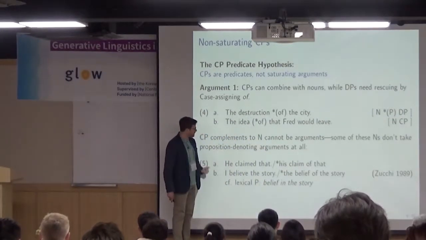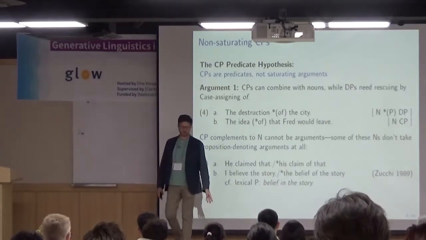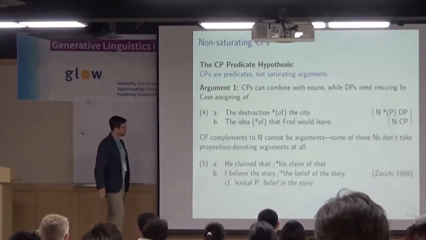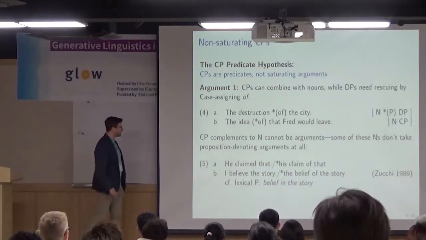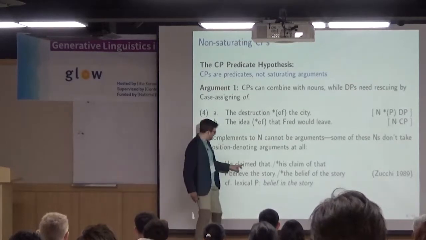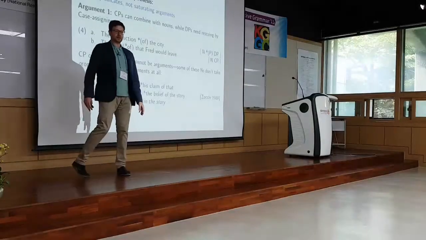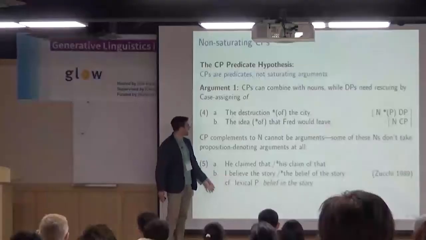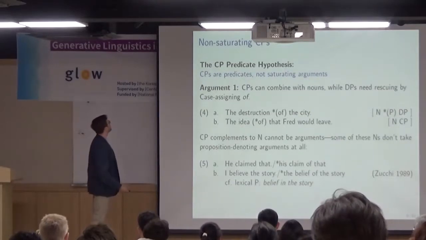So he claimed that, fine, but the nominalization, his claim of that, is deviant. There's some parses that might be fine, but when the that refers to what he claimed, it's not good. So here's the story. Look, the nominalizations of claim and believe just don't like to take arguments in the first place. So the fact that they can combine with CPs suggests their CPs aren't arguments.